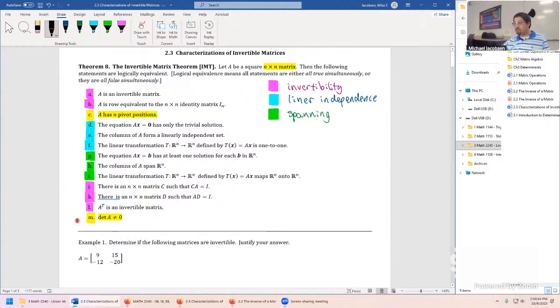In view of that, we could just take the determinant of A right away. Determinant of that matrix, say here, is going to be the product of the main diagonal, 9 times negative 20, so negative 180. The product of the off diagonal, 12 times 15. I don't have a calculator nearby, but watch out for the negative signs. That's going to be minus negative 12 times 15. Turns out that is actually negative 180. So this is negative 180 plus 180. This equals 0 directly. And so now part M of the invertible matrix theorem is false.